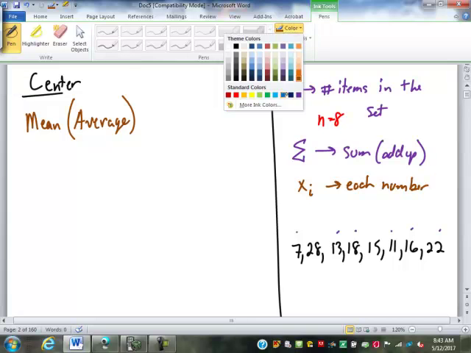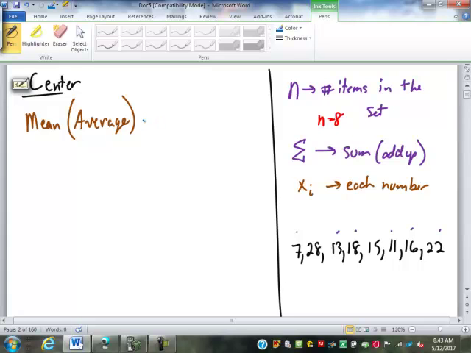So the formula for the mean, depending on whether we're looking at the mean of a population or the mean of a sample, might use the symbol mu for the mean of a population, or x with a little line over it called x bar for the mean of a sample. The mean is expressed like this. That's the sum of each of the values divided by how many are there.